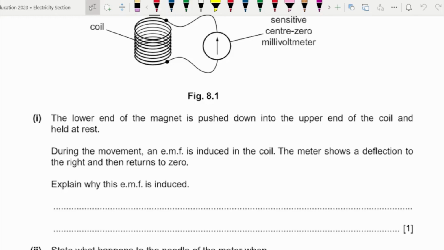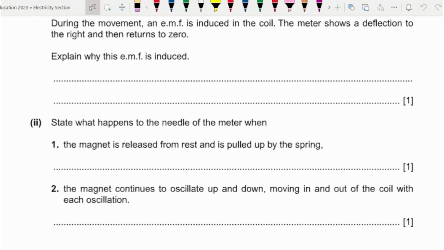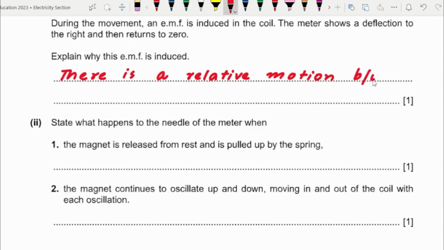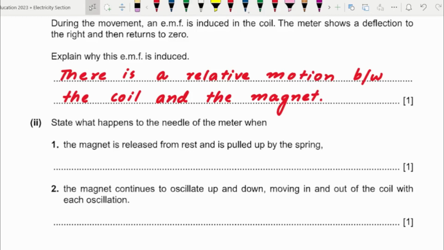Easiest of them all. Whenever you get a question like this, why the EMF is induced, all you can say is that there is a rate of change of magnetic flux linkage between the coil and the magnet. Alright, standard answer for any question like this. Because there is a relative motion between the coil and the magnet, that's why the EMF is induced. Or you can just answer it in terms of the cutting of the magnetic field lines. Anyway, the answer would be acceptable.